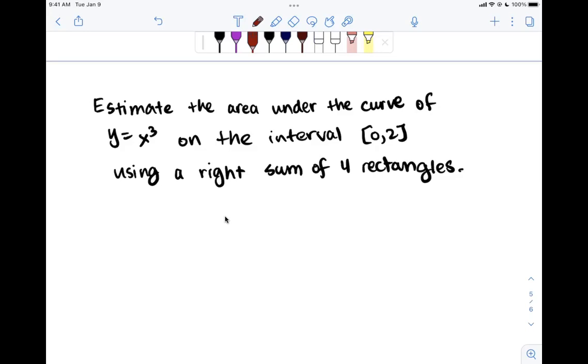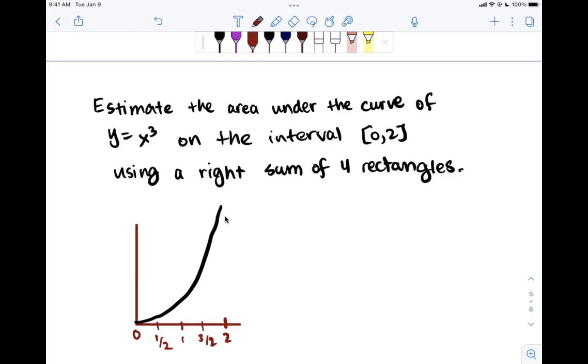All right, so let's discuss it. So let me just draw the graph real quick, or at least a rough sketch. So we have our graph of y equals x cubed, which goes up pretty fast. And this is going to be the point 2, and this is 0. And we're going to be splitting into 4 rectangles. So these are going to be in intervals of 1/2. And we're looking at a right sum. So in this case, we're going to expect our sum to be slightly higher.